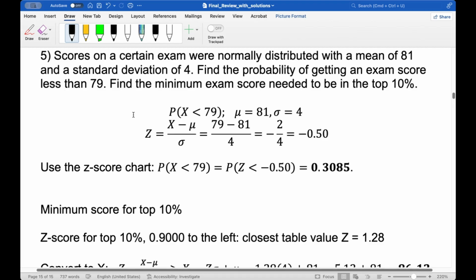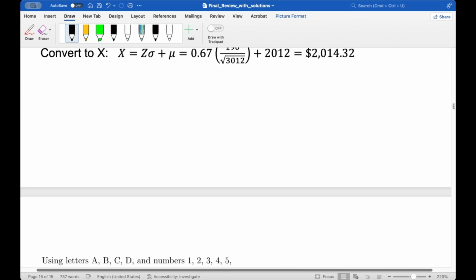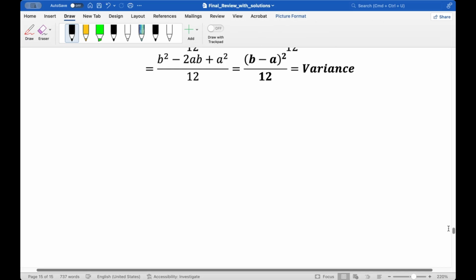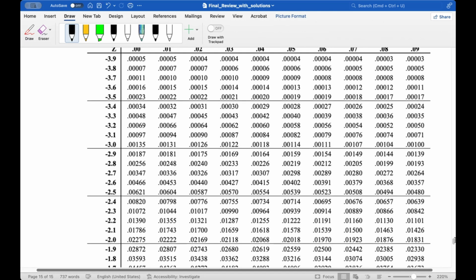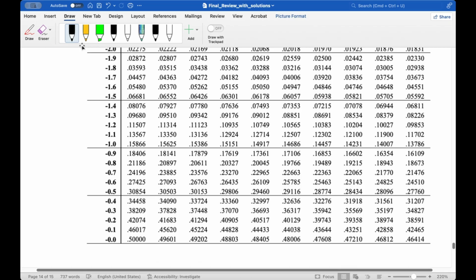So, just to recall in number five, we wanted the probability that the exam score is less than 79, with a mean of 81 and standard deviation of 4. So we convert the 79 to a z-score. 79 minus 81 is negative 2, over 4 is negative 0.5. And so we look that up on the chart. We go to negative 0.50, and we get this value here, 0.30854.